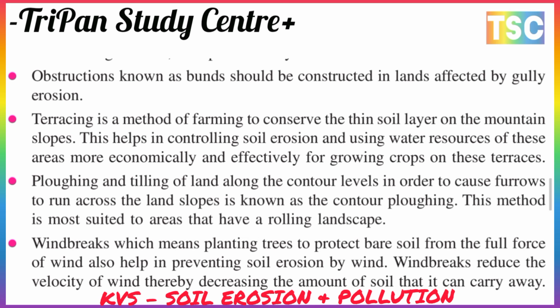And the next is ploughing and tilling of the land along the contour lines, in order to slow the course of water as it runs across the land and slope. This is known as contour ploughing, and this method is most suited to areas that have rolling landscape.